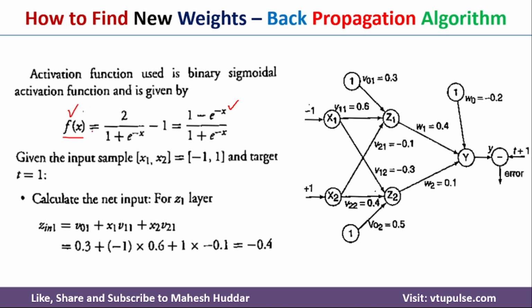But before you apply the activation function, first we need to calculate the net input. To calculate the net input, we can use this equation. Here the net input at Z1 is called Z in 1. The net input at Z2 is called Z in 2. Now Z in 1, what is Z in 1? Z in 1 is equivalent to V01, that is the bias in this case, plus X1 multiplied by V11 plus X2 multiplied by V21. If you solve this equation, you will get minus 0.4 as Z in 1.